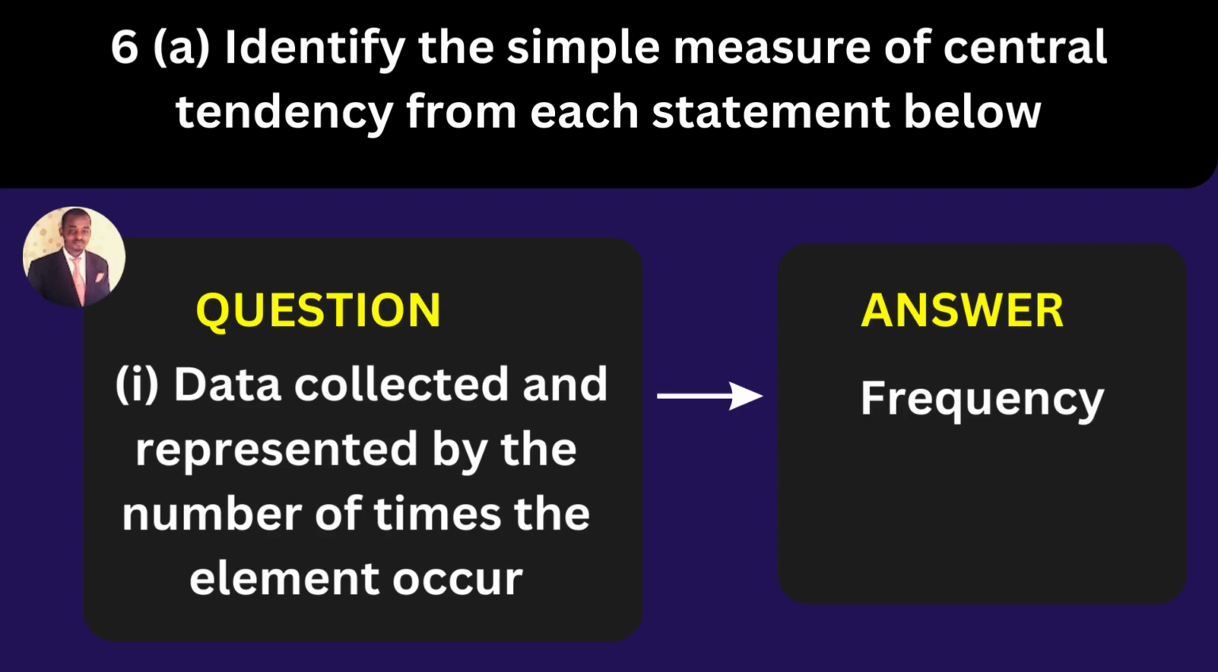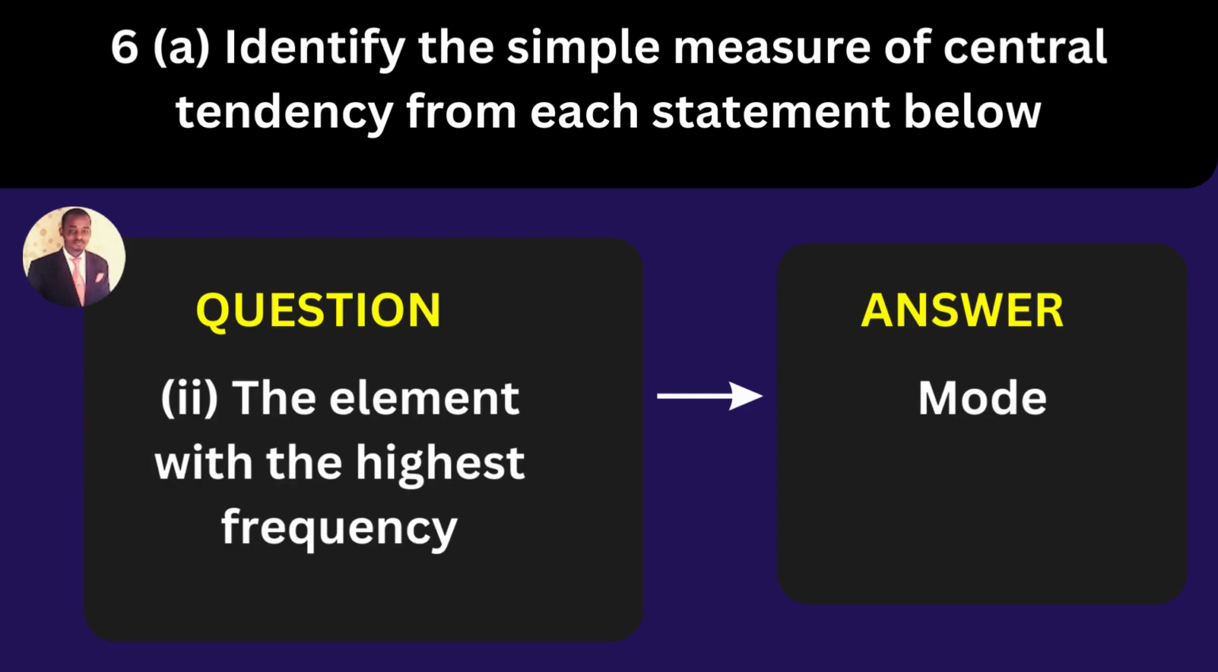It says identify the simple measure of central tendency from each statement below. Question 1: data collected and represented by the number of times the element occurs. He said we should identify the simple measure of central tendency for each statement. From this statement, the answer is frequency. Going to the next one, it says the element with the highest frequency. The answer is mode.